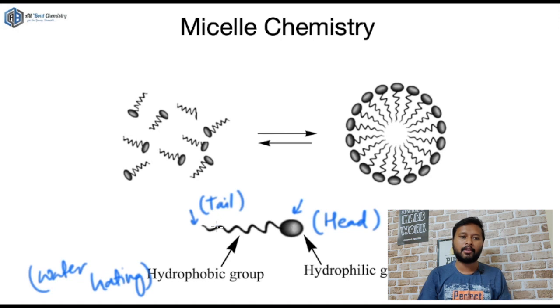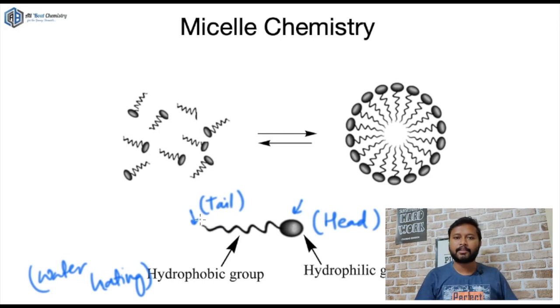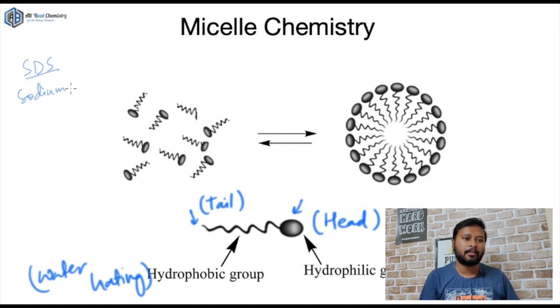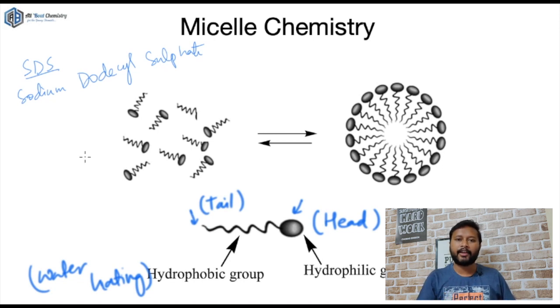When you have a single molecule of a micelle, you will have two ends. One will be the ionic part and the other one will be the organic or non-ionic part, right? Let's take an example, let's say SDS. SDS means sodium dodecyl sulfate. This is nothing but a sodium sulfate ion of a long carbon chain. This can be expressed in this form: SO4 minus and Na plus.